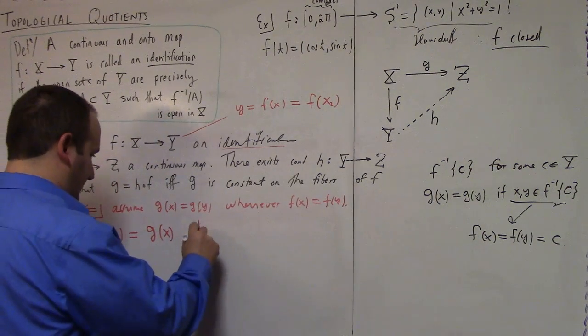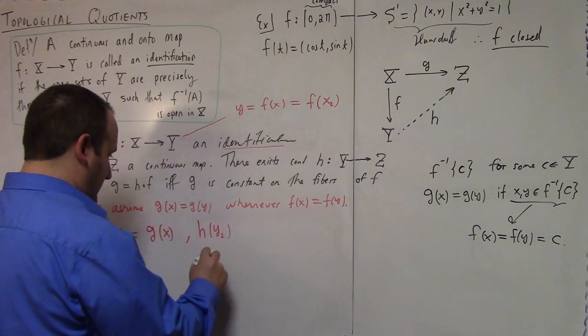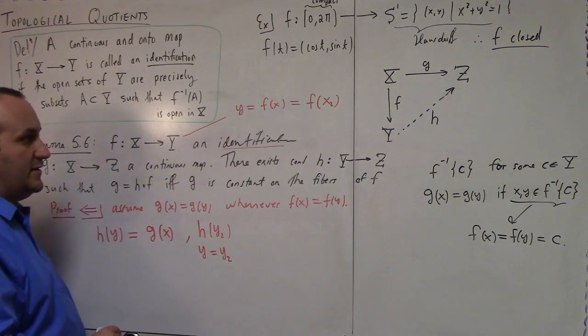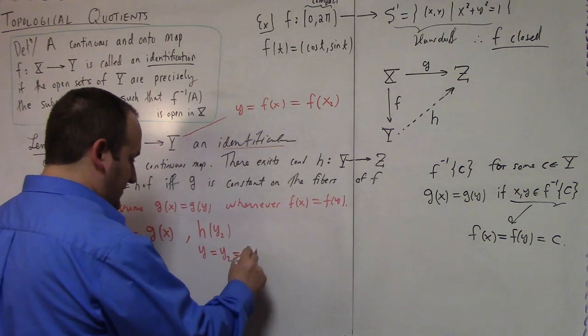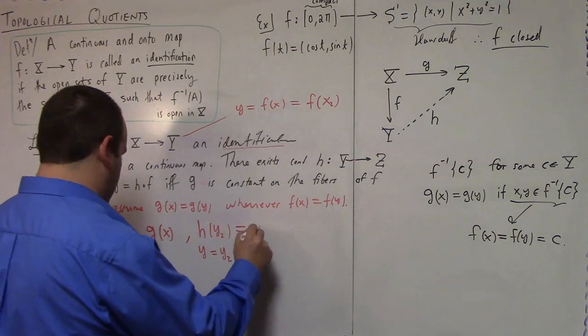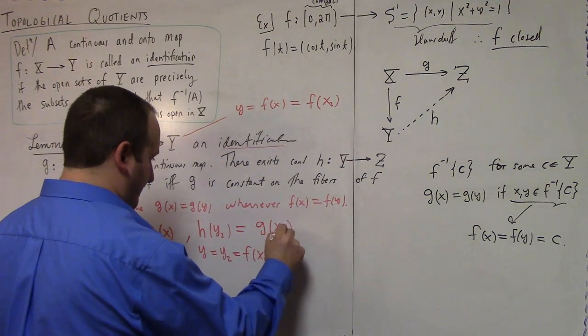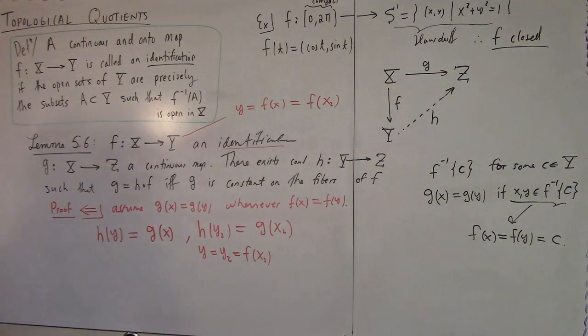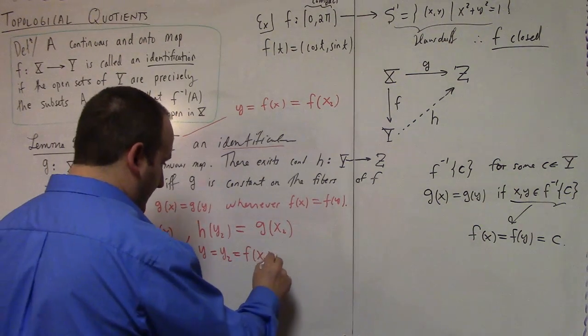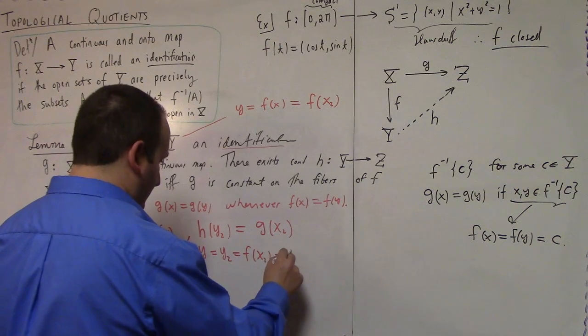Okay, fine. So h of y2, with y equal to y2, and you're saying y2 is equal to f of x2. So this is equal to g of x2. But y is equal to f of x. So f of x is equal to f of x2, so g of x is equal to g of x2, which is, it's well defined. Right.